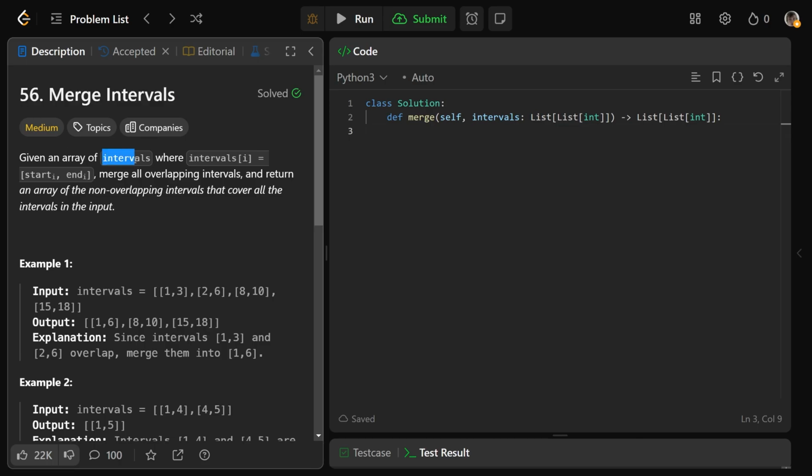So we're given an array of intervals where each interval at I has a start point and an end point. We need to merge all the overlapping intervals and return an array of all of those non-overlapping intervals that's going to cover all of the intervals in the input.